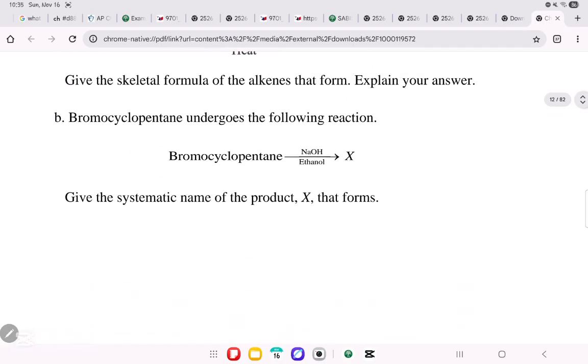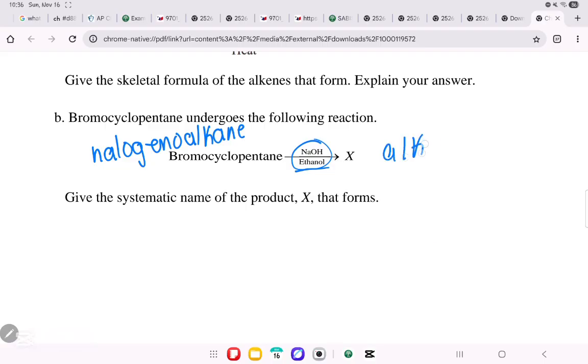What does it say in part B? Bromocyclopentane undergoes the following reaction. Give the systematic name for the product X that forms. When halogenoalkanes are heated with what? First of all, bromocyclopentane is a halogenoalkane. When a halogenoalkane is heated with ethanolic NaOH, okay, what happens? We will have an alkene that will form.